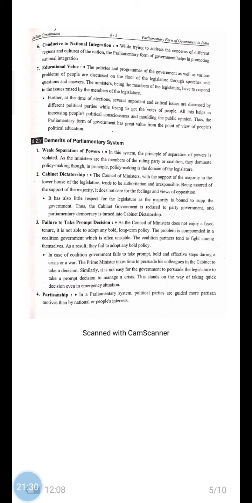Then after, in the case of a coalition government it fails to take prompt, bold and effective steps during a crisis or war. The prime minister takes time to consult the collegial cabinet and take a decision. Similarly, it is not easy for the government or legislator to take a prompt decision and manage a crisis. So this stands in the way of taking a quick decision. And even in an emergency situation, there are many problems in taking decisions. The Prime Minister cannot directly take decisions.